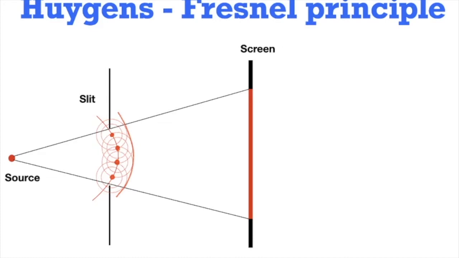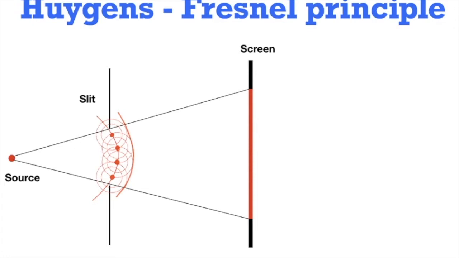Huygens principle of wave propagation, when applied to a source which is allowed to pass through a narrow slit, will give rise to some contradictions. Ideally, in ray optics, we see that if a source is allowed to pass through any geometric body, it should give a geometrical shadow region on the screen.